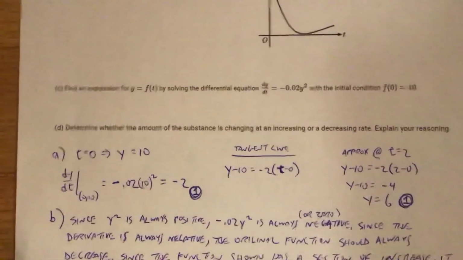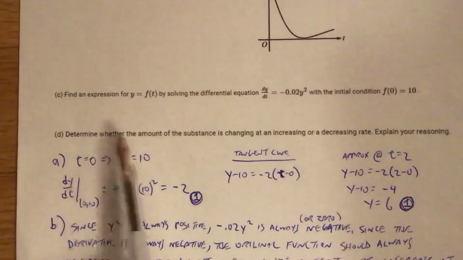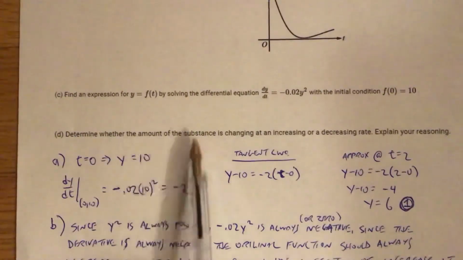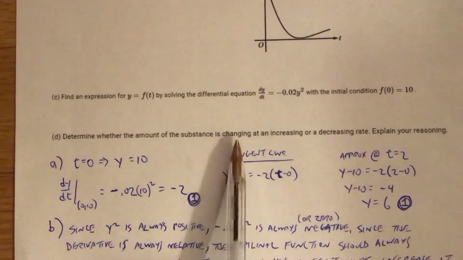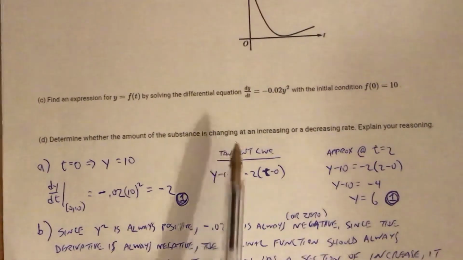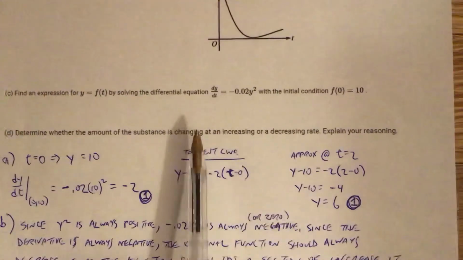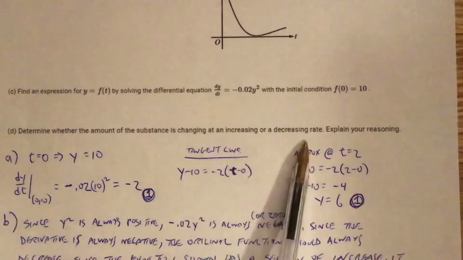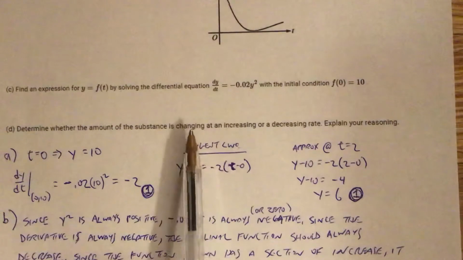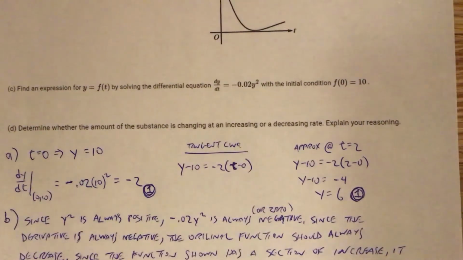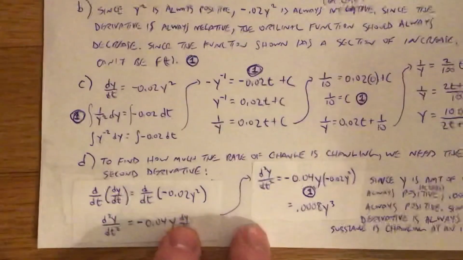All right, so then the last question was the one I said was pretty tricky because you have to read it carefully. Once again, determine whether the amount of substance is changing. So is the change happening at an increasing rate or decreasing rate? So is the change increasing or is the change decreasing? And basically, if we want to know how the change is changing, we need the second derivative. So that's what I put.